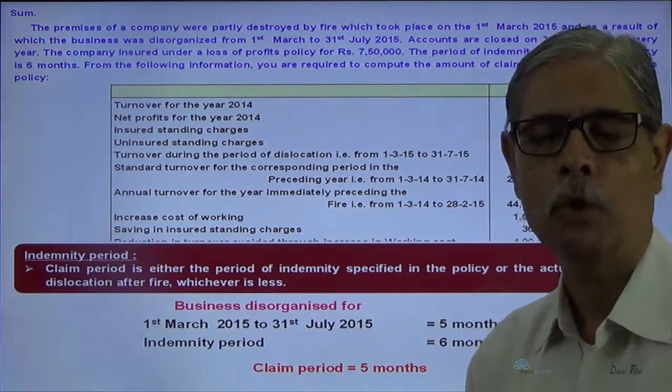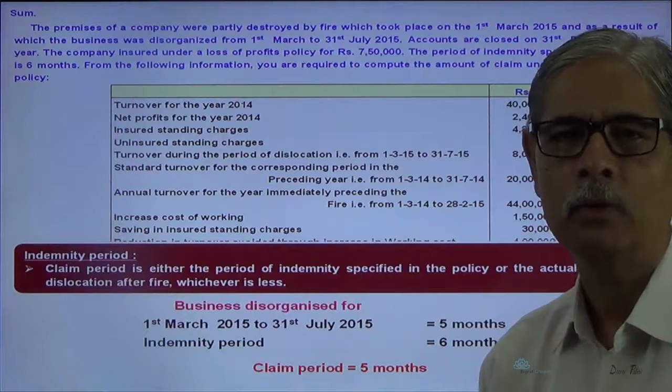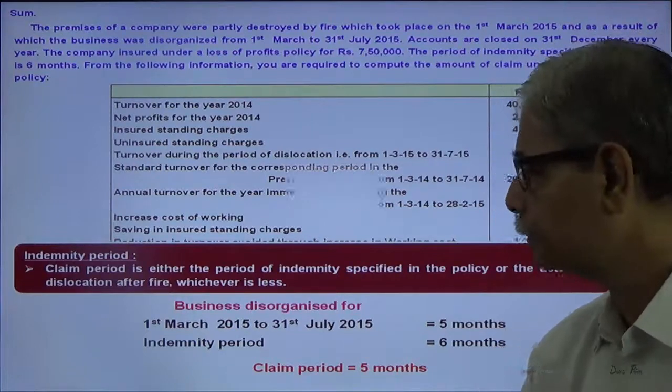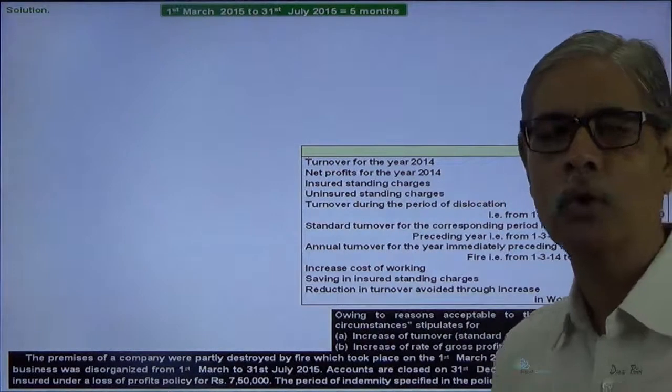So whenever we want to solve a sum of this type, the first step is to find out the claim period. I write the claim period at the top. Then I shall start with the sum. The same sum is brought here before you on the screen. This is the area wherein I am going to solve the sum.